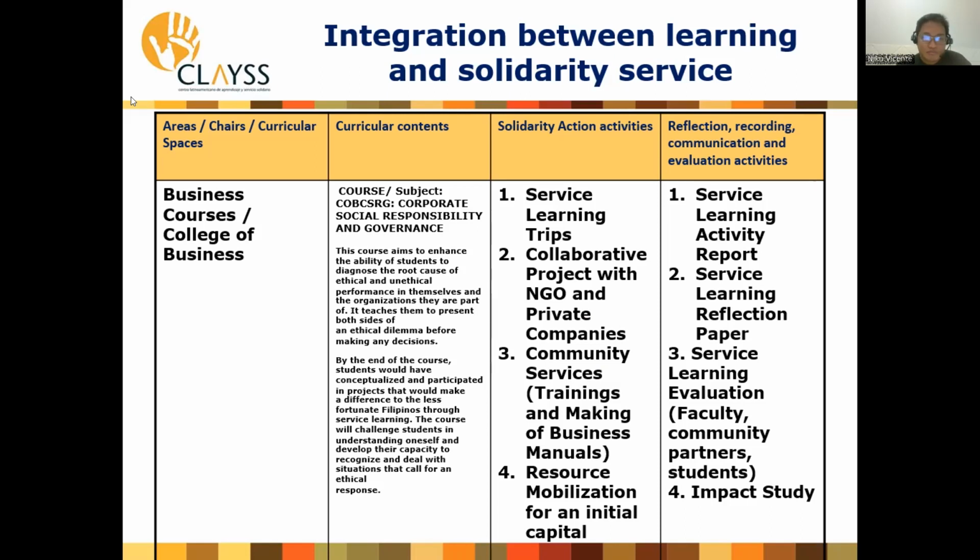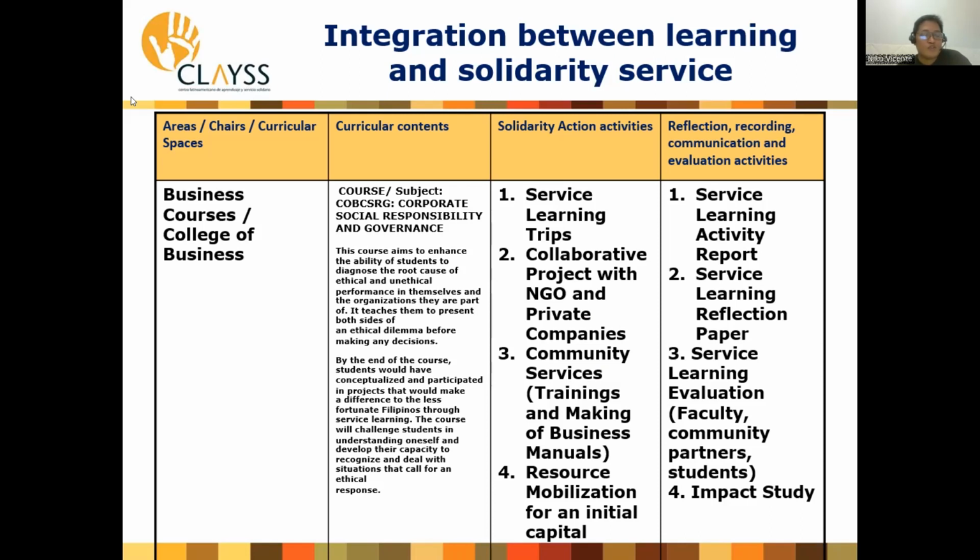The solidarity activities will be service learning trips and collaborative projects with NGOs and private companies, because they will need collaborations with the NGOs that could bring them to these communities, and with private companies, because of resource mobilization, which is also a solidarity activity. Third, community services: their community service will be trainings and the making of business manuals. For reflections and recording, we have a service learning activity report.